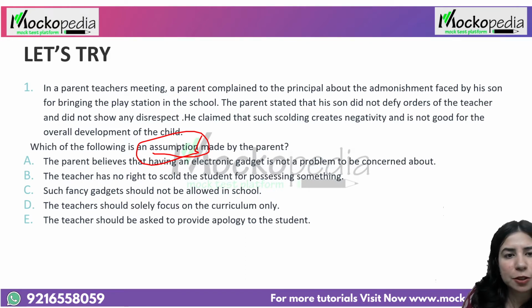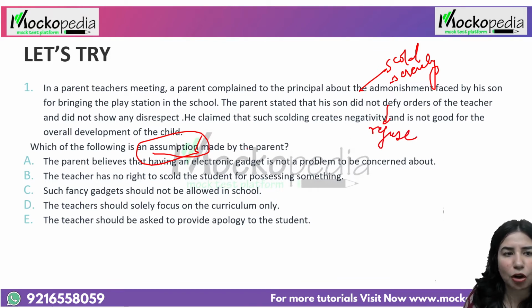So in a parent teachers meeting, a parent complained to the principal about the admonishment. So admonishment is when you are trying to scold somebody severely, right? So it's an extreme term, for bringing the PlayStation to the school. The parent stated that his son did not defy, meaning did not refuse, did not reject, did not say no to the teachers and did not show any disrespect. He claimed that such scoldings create negativity and are not good for the overall development of the child.